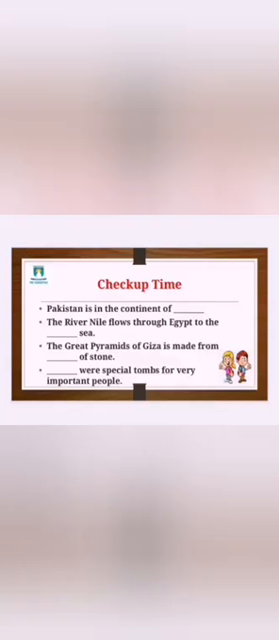It's time to see what you have learned in today's lesson. So it's checkup time. First blank: Pakistan is in the continent of dash. Next blank: the river Nile flows through Egypt to the dash sea. Third blank: the Great Pyramids of Giza are made from dash of stone. Next blank: dash were special tombs for very important people. Hurry up, think about the answers.